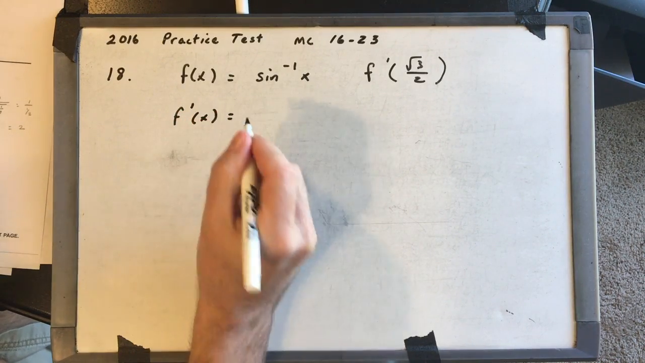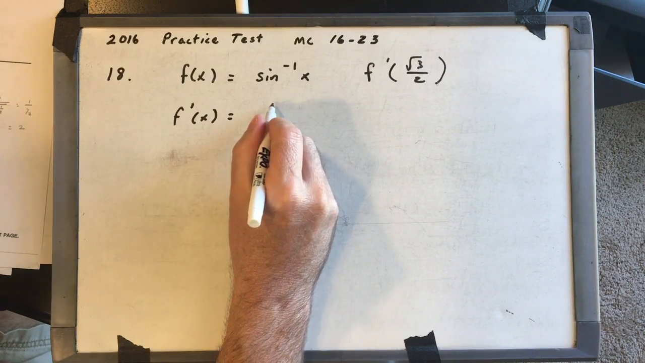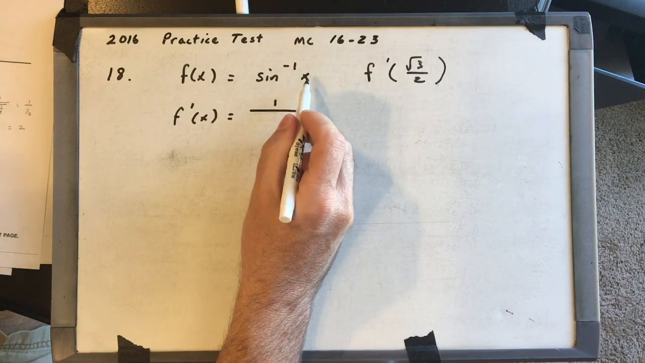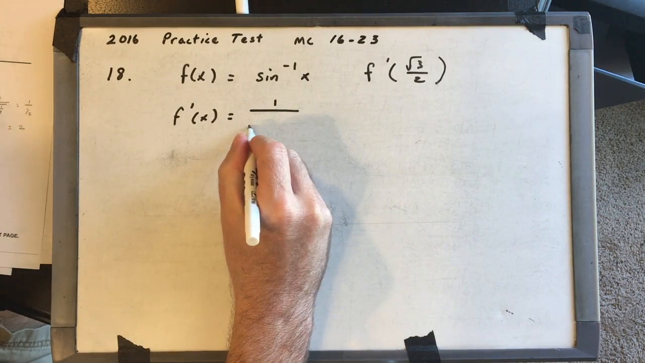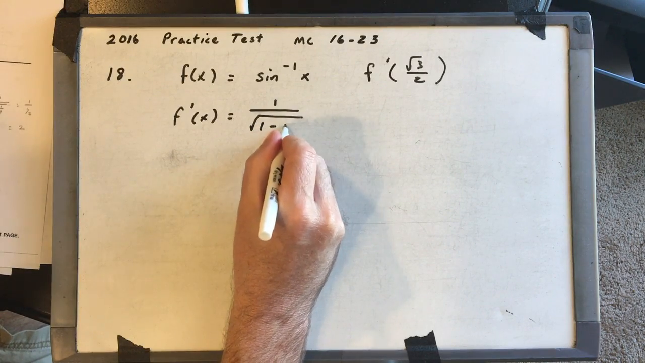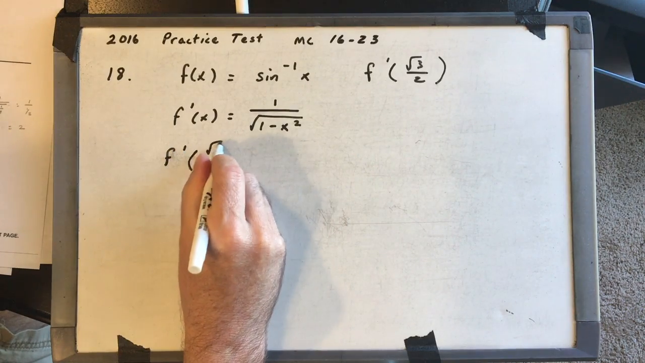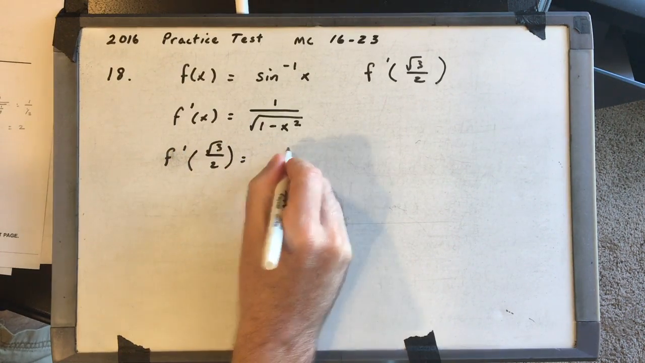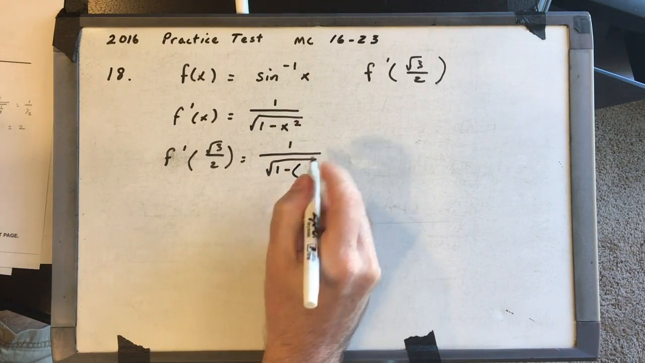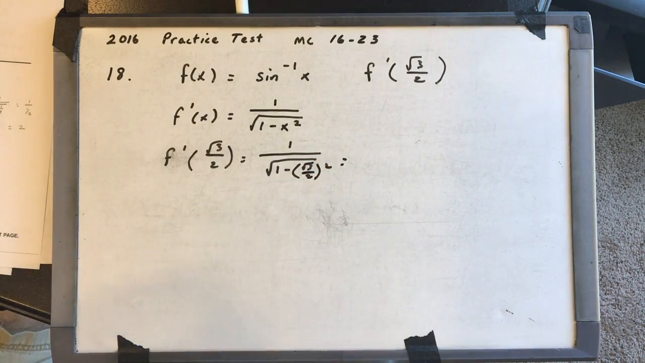And since the 2020 test, you're going to have open notes for that, you could flip in your notebook real quick and find the sheet that has the derivative of inverse sine, and it's this, 1 over the square root of 1 minus x squared. So f prime of the square root of 3 over 2 will be 1 over the square root of 1 minus the square root of 3 over 2 all squared.